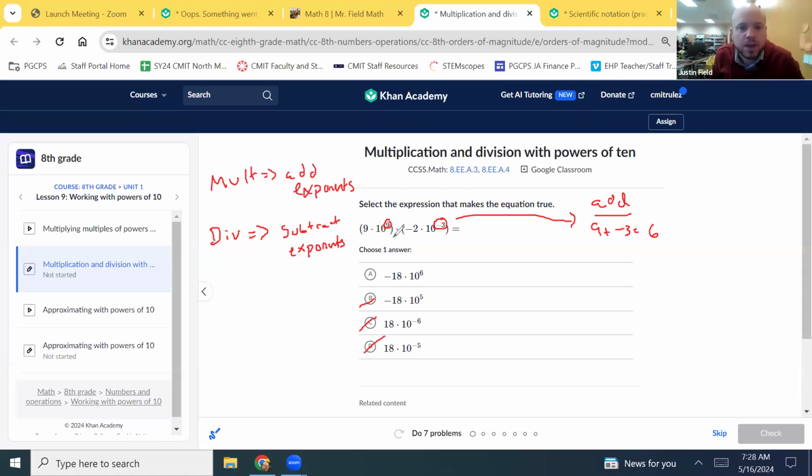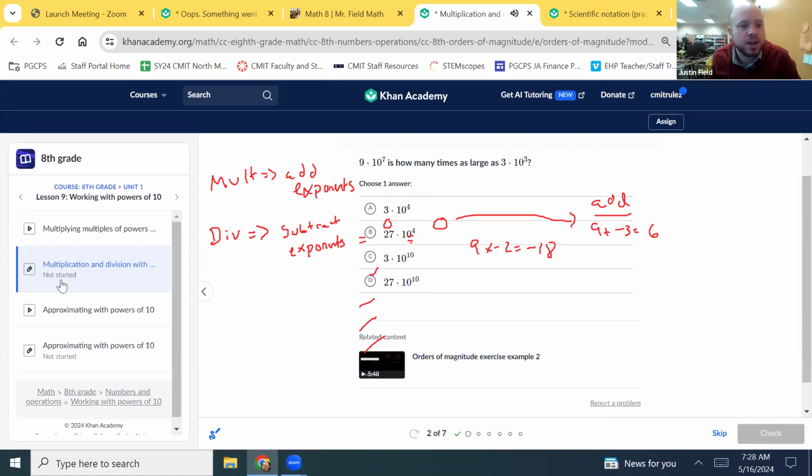And the other thing we do is we multiply these numbers. So 9 times negative 2 would be negative 18. So, yep, it's A. Look at that. Just from adding the exponents, that's all you had to do. This is just an integer question. Let's see about the next one.